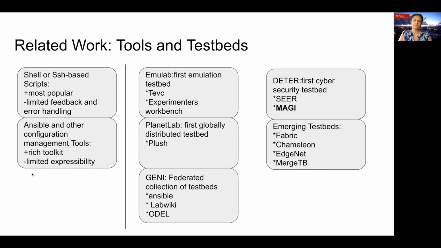Another popular mechanism seems to be using Ansible-like configuration management tools. While these tools have a rich tool set, they have limited expressibility, which is required for the complex experiments as I just described. There have been several testbeds in the past. Each testbed has had its own experiment management and orchestration tool. DETER also had a first generation point and click tool called Sphere. We subsequently developed Magi, which focused mainly on scale and repeatability and automation of experiments based on our learnings from Sphere.